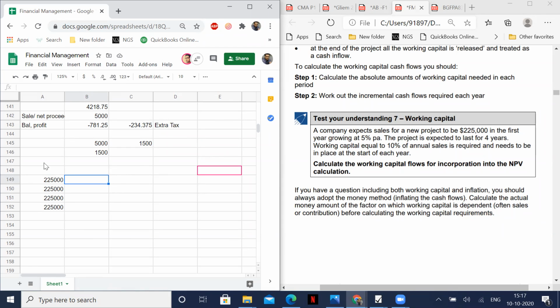So now what happens here is a company is expecting sales for a new project to be 225,000 in the first year. So the first year is going to be the same, and each year it is going to grow by 5%. So what I'll do directly here itself, I'll put down equal to this multiplied by. Sorry.